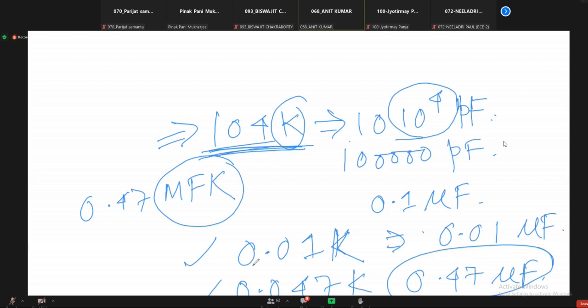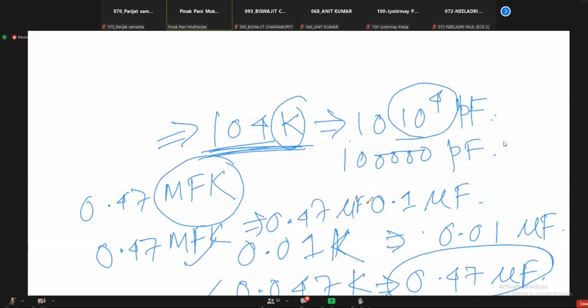Convention, you just remember this thing. Another thing is like this: 0.47 MFK. This one is actually 0.47 microfarad.